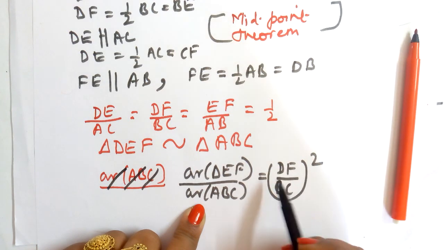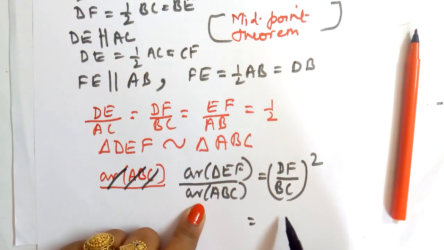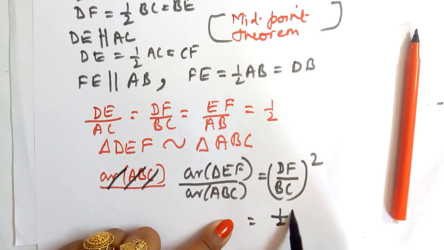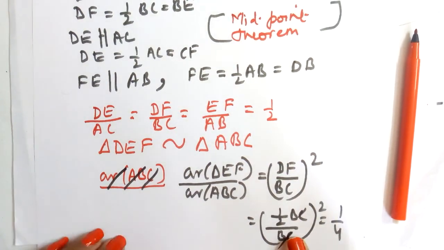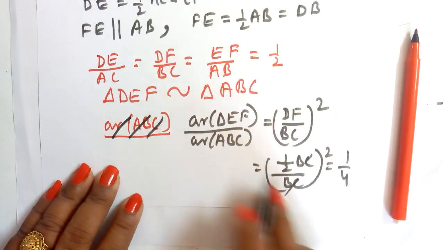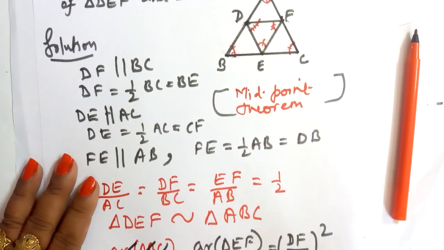Now DF is half of BC, so we can write half of BC upon BC whole square, that is equal to 1 upon 4 because BC will cancel out. So now we have found their ratio, that is 1:4. I hope this question is clear.